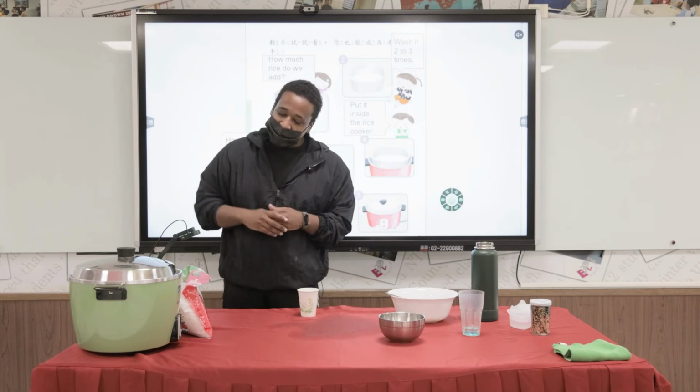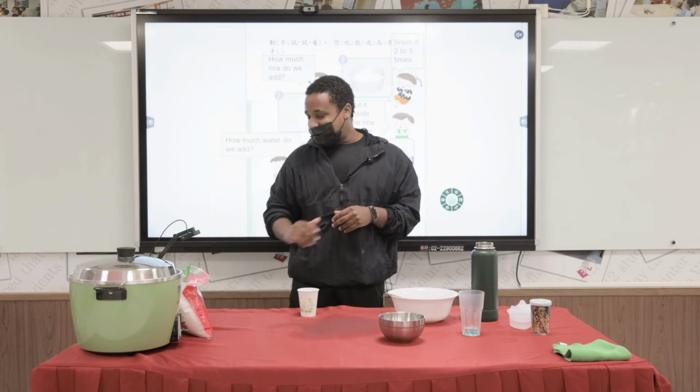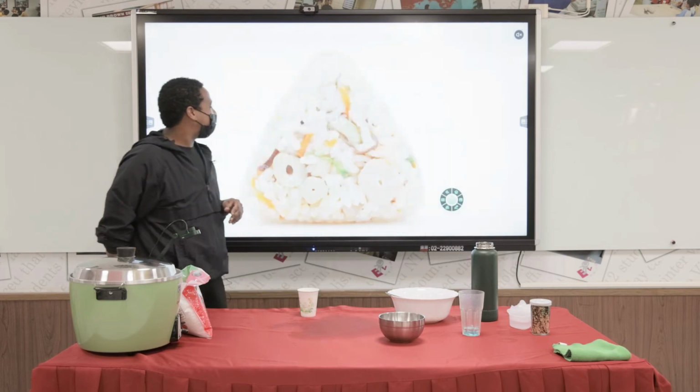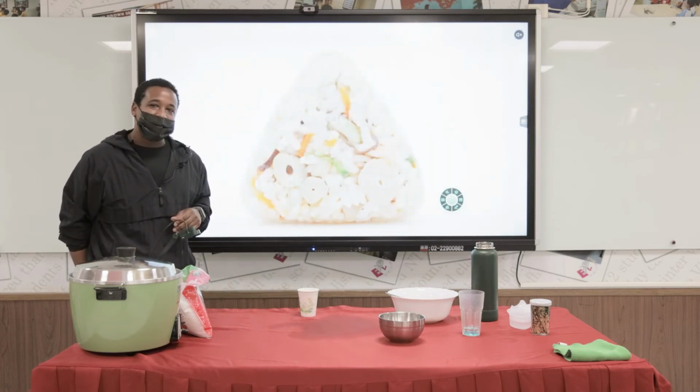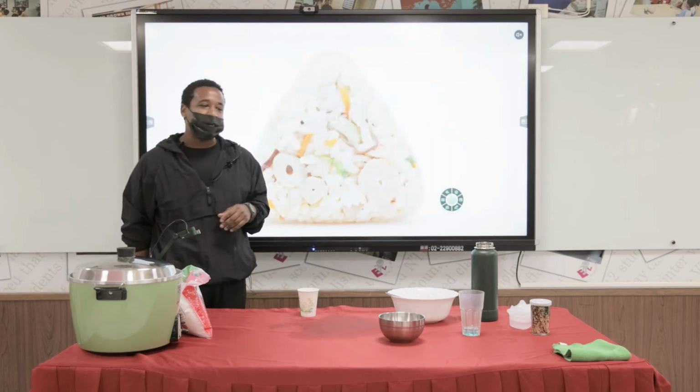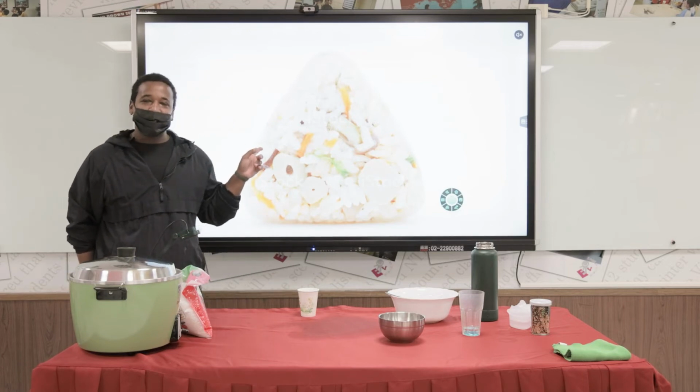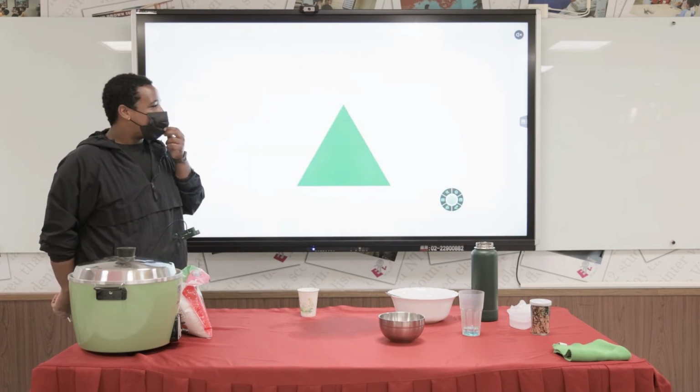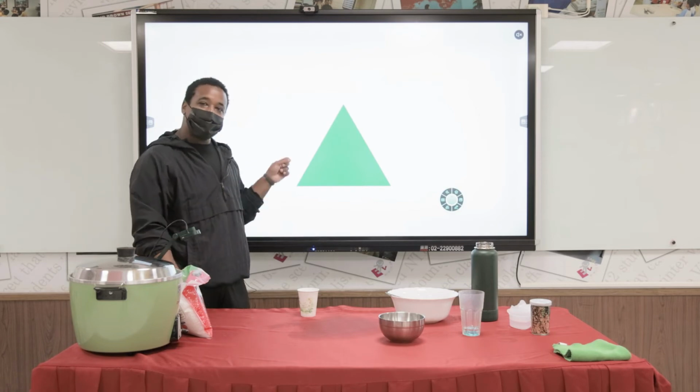Okay, bye-bye rice cooker. See you later. Next thing I want to talk about is something to make with rice. Today we're going to make a very simple rice dish. It's called a rice triangle, and it looks like this. A rice triangle is in the shape of a triangle.